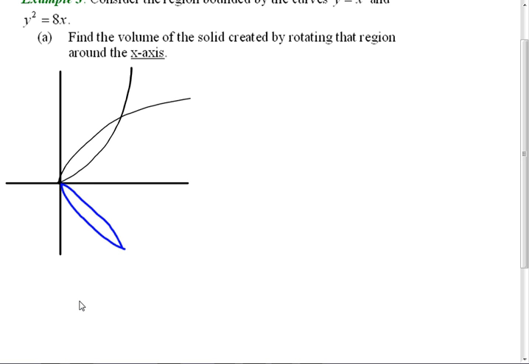So it's kind of like a bowl. Which way are you going to slice it? Which way will give me circles? Vertically.